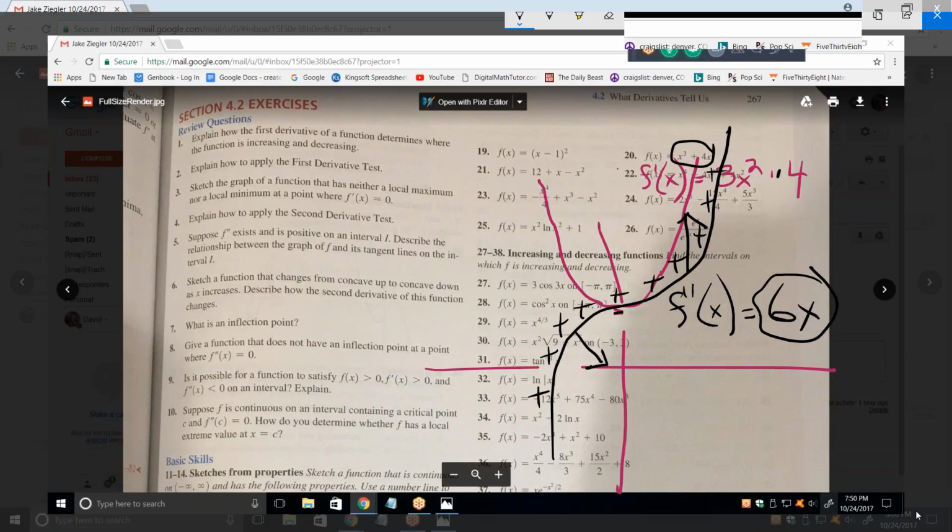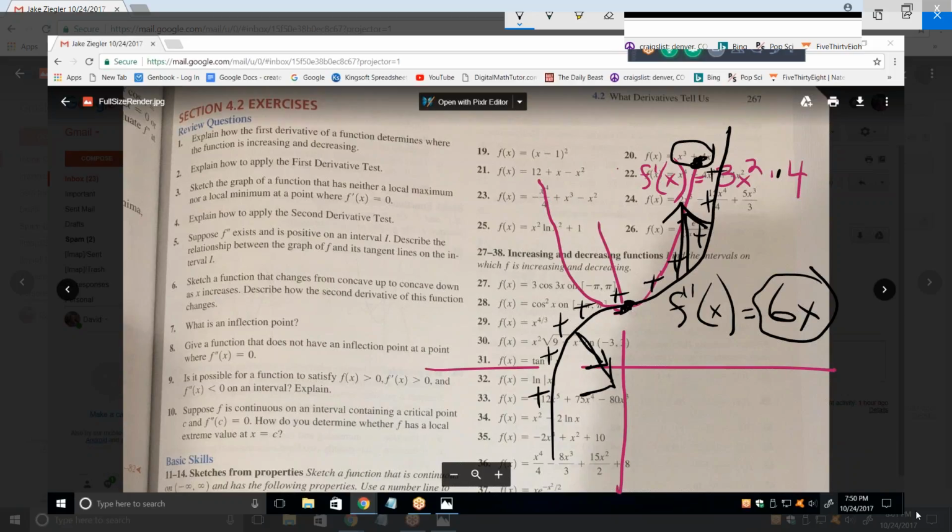Remember, this pink is the first derivative. So if the first derivative is decreasing, that means the second derivative has to be negative, which would make it concave down. And when the first derivative is increasing, the second derivative would have to be positive, which would make it concave up. So the black line that I drew, I believe, is the answer to number 20.